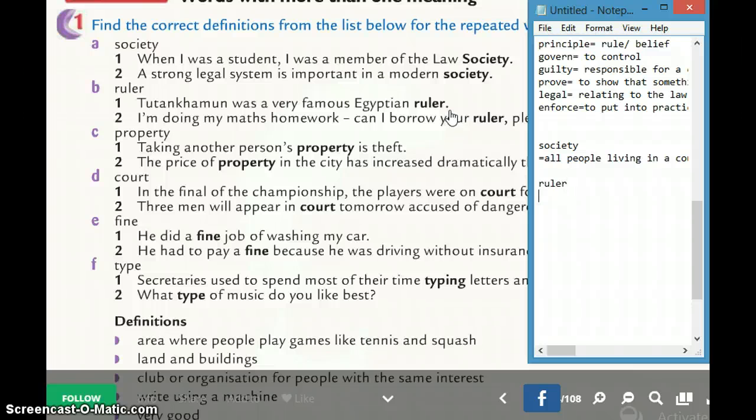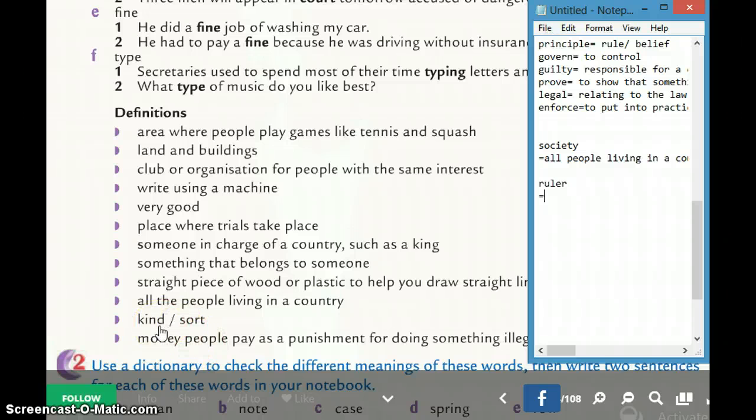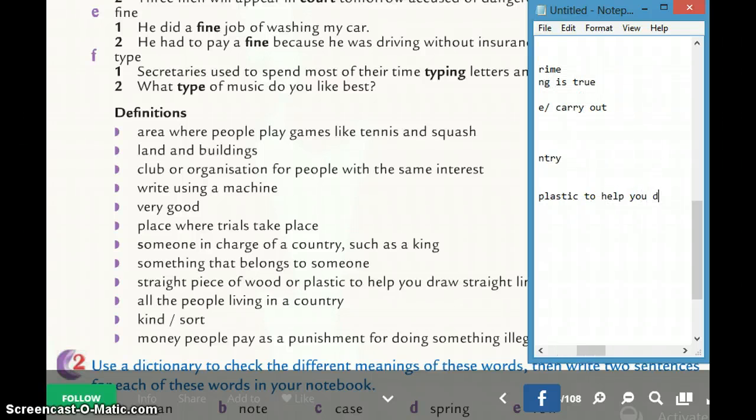Okay, now let's try to give you this. Ruler in the second sentence is something that you use to make measurement, as in math, but this one means governor. So let's just try to find a meaning here. Kind of, sort, okay. To help you draw straight lines. So you say straight piece of wood or plastic to help you draw straight lines.